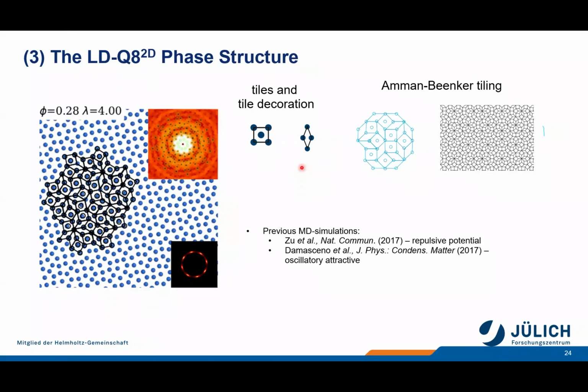This is the 8-fold rotation symmetry packing in 2D. Again, you have a square with a center decoration, and you have a thin rhomb. And if you tile them together, this is called the Ammann-Beenker tiling. And if you do this, then you have filled the plane completely, and you have an 8-fold rotational symmetry.